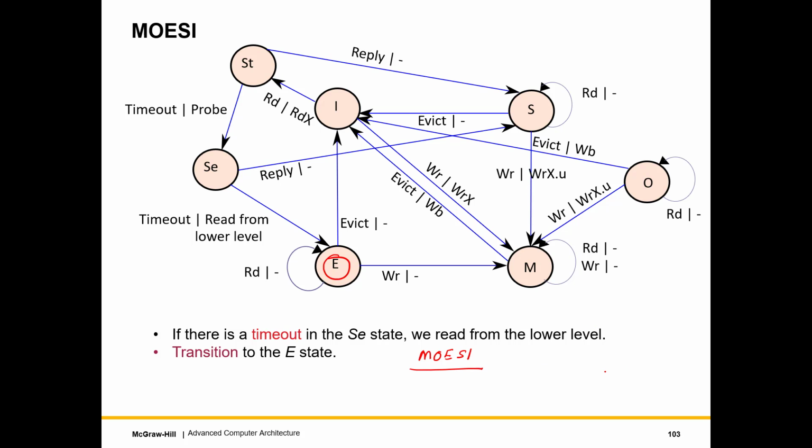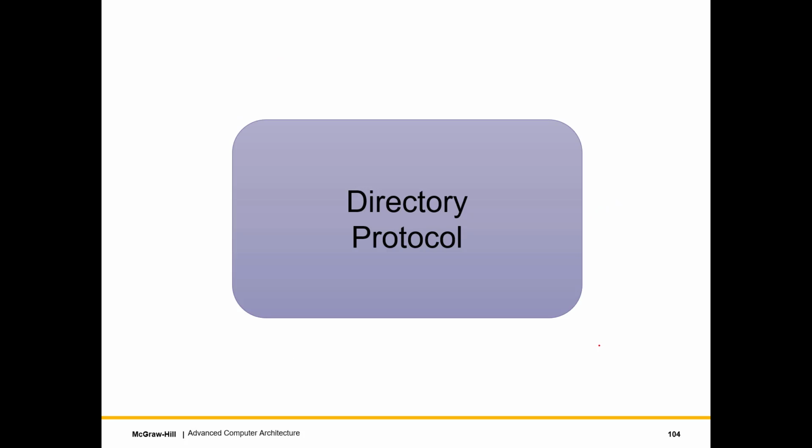Since all of these were using a bus at their core, they have scalability issues. So we'll try to fix the problem with scalability next. We will introduce the directory protocol, which to a very large extent tries to fix this issue. This is the current state of the art for a bigger system.